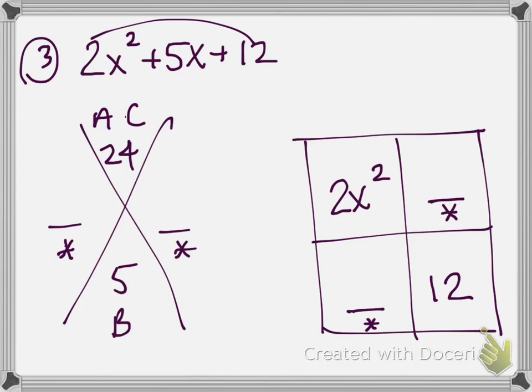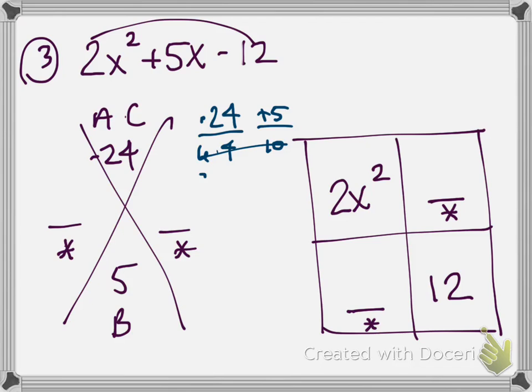Okay, so let's see. Multiply to 24, add to be 5. 6 and 4, that's 10. That's not going to work. 8 and 3, did I copy? Oh, see, here we go. Another case of copying the problem wrong. This is not positive. This is negative, which means this is negative 24. Okay, now it should make some more sense.